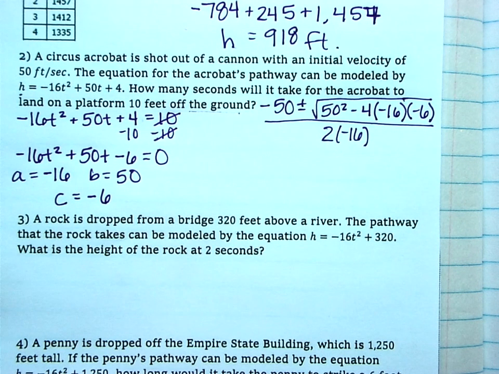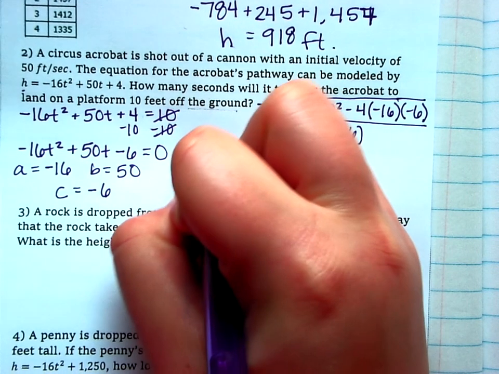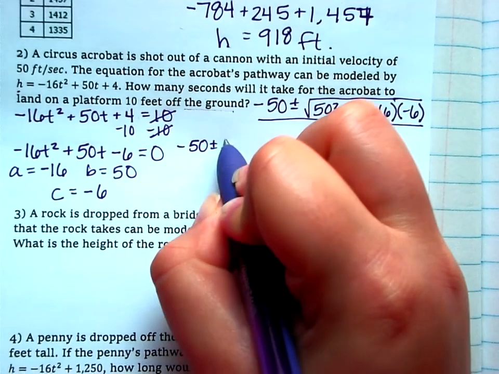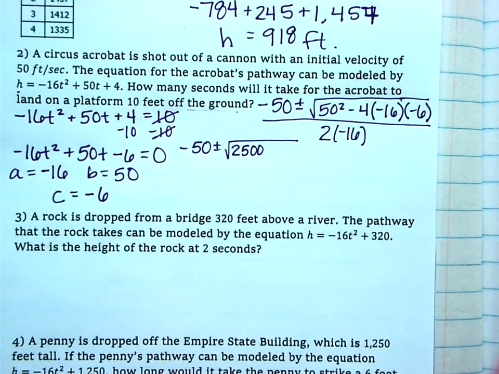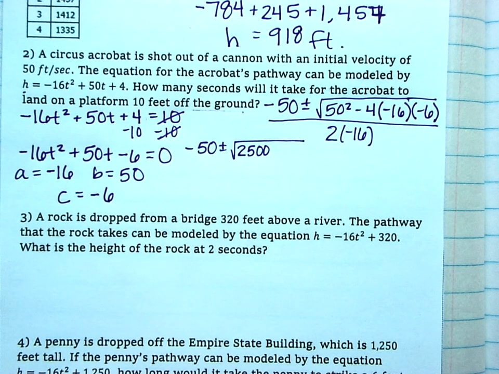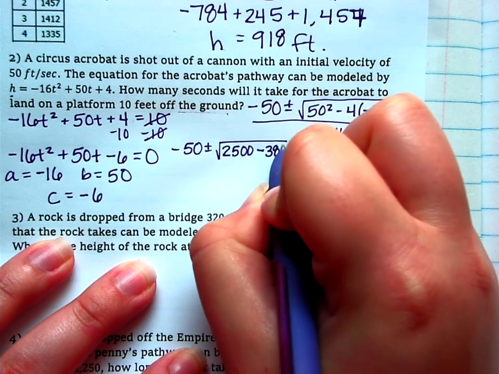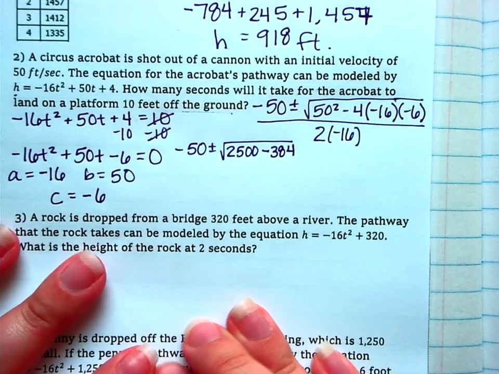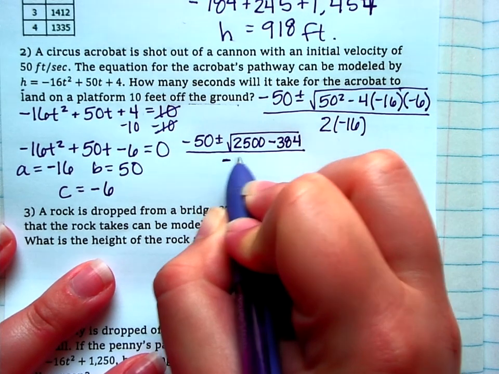Okay, let's do the PEMDAS, figure out what's under the square root sign. So we have negative 50 plus or minus the square root. 50 squared is going to be 2,500. And we have negative 4 times negative 16 times negative 6. So that is going to give us a negative 384. And all of that at the very end will be divided by negative 32.